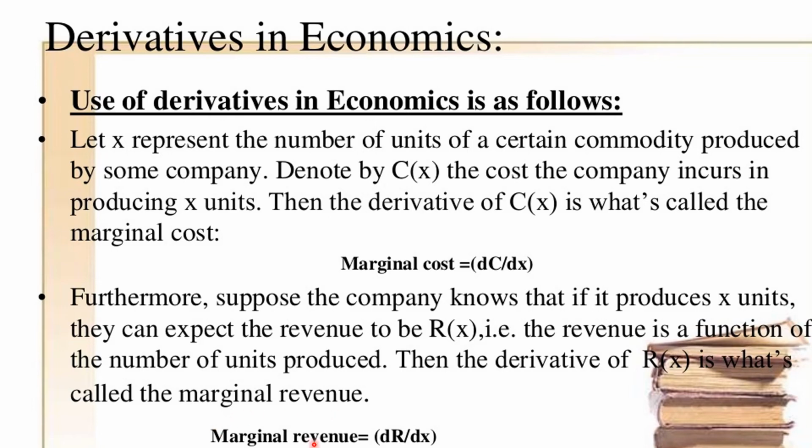So to find the marginal revenue, how much income they get from the units they produce, use this concept: d by dx of R. Remember these points, my dear children. To find the marginal cost, they will give C of x, the cost incurred by the company. Then d by dx of C denotes marginal cost. To find the marginal revenue, we have to differentiate R of x with respect to x. Understood this point, my dear children?